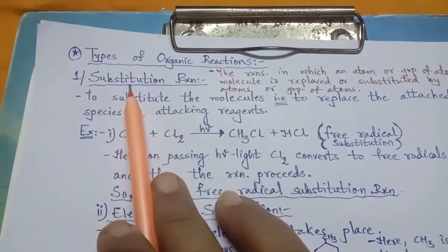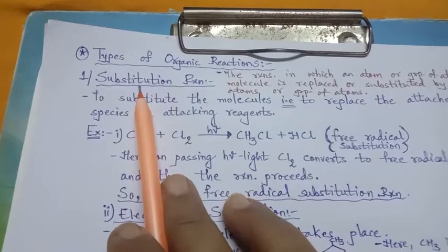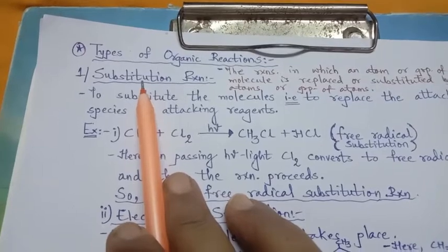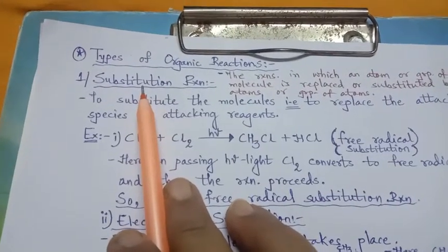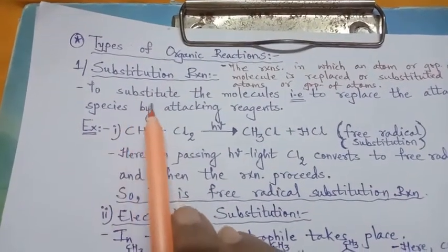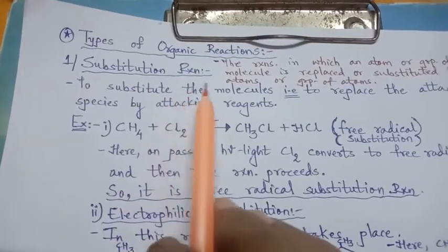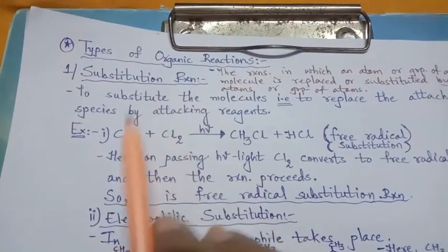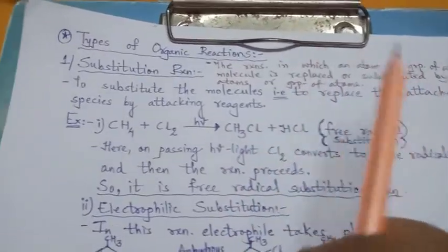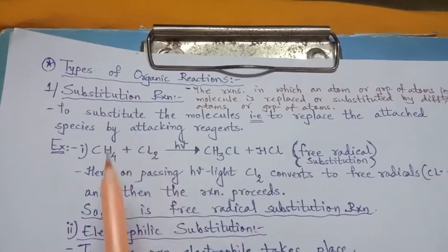Right? You have a class monitor in the class. After a week or after a month, your class teacher replaces him or her, and in their place another monitor is given the monitorship. Then what is that considered as? Substitution. One species is taking the place of the other. To substitute the molecules, that is, to replace the attached species by attacking reagents, is called a substitution reaction.